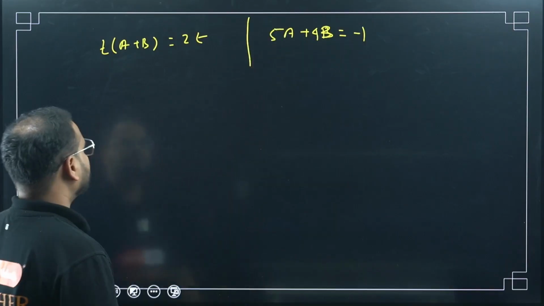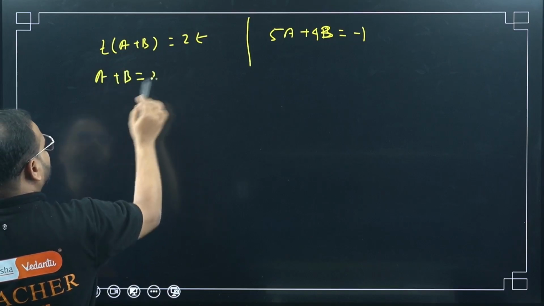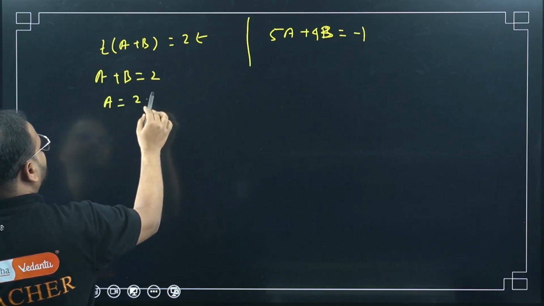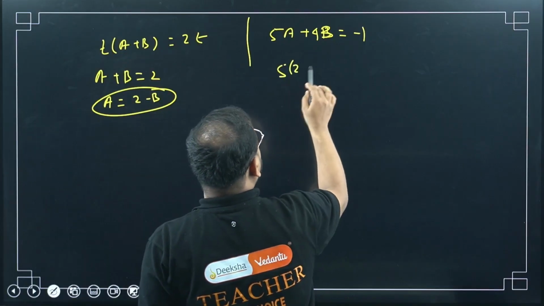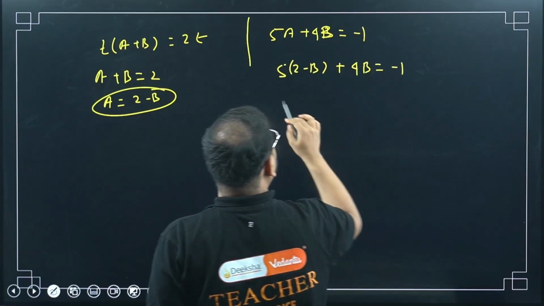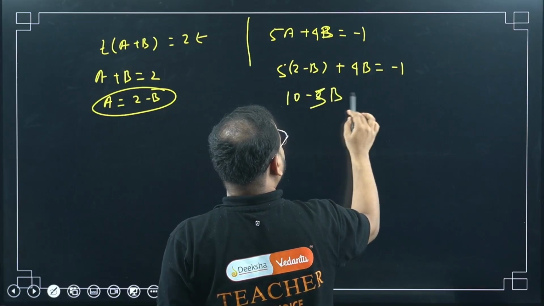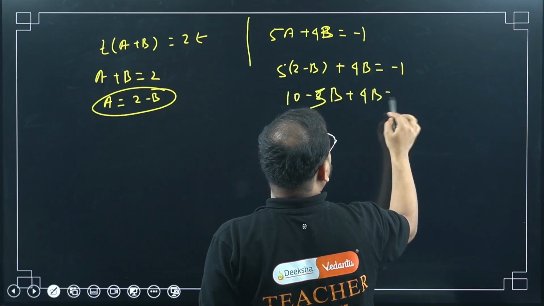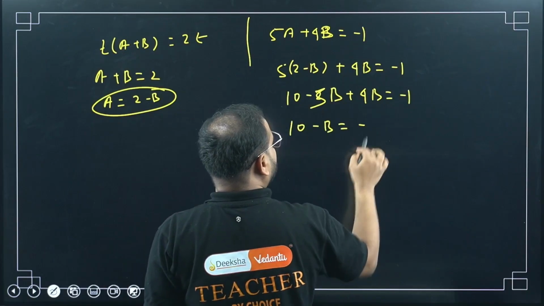Okay. So I'll get what? a plus b equals to what? 2. So what is a equals to? 2 minus b. Put it here. 5 times of 2 minus b plus 4b equals to minus 1. So 10 minus 5b plus 4b equals to minus 1. Okay. So 10 minus b equals to minus 1.